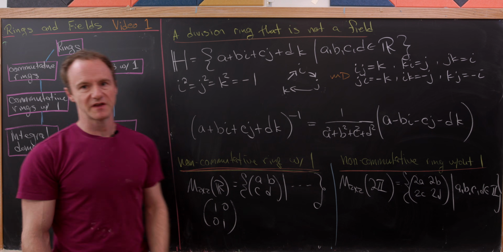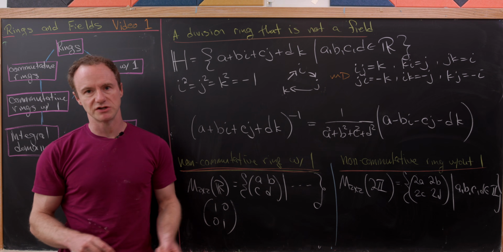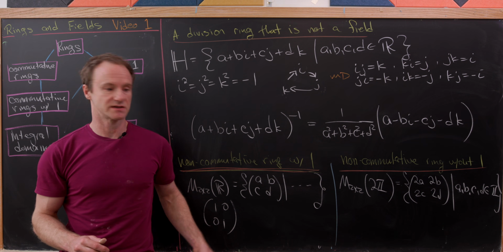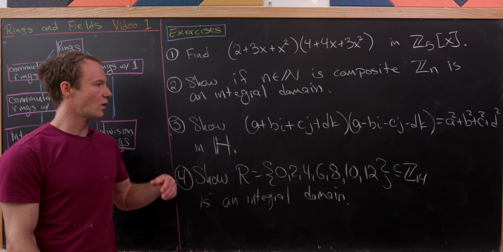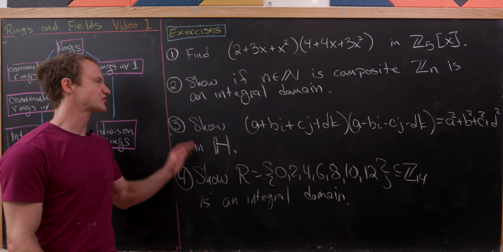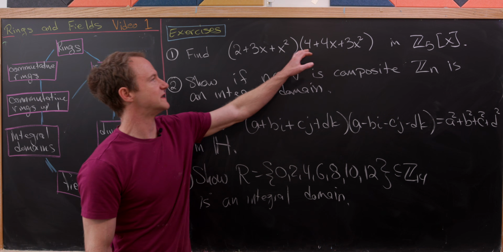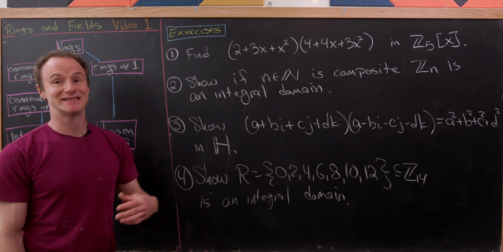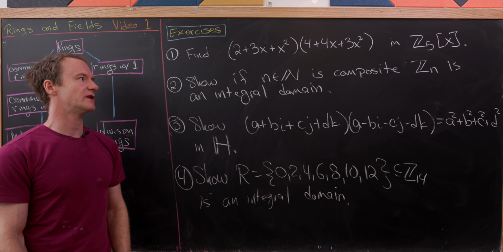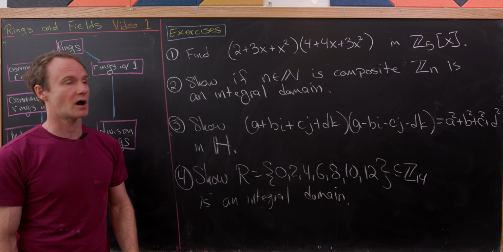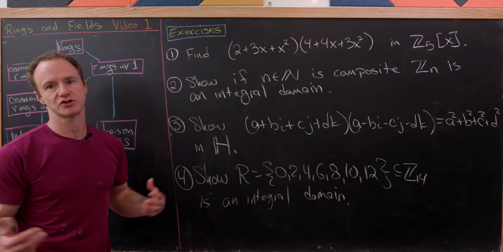All right, so good. I think that we've populated some nice examples for all of these. So now what I want to do is leave you with some exercises. Here are 4 exercises based on what we did today. The first one is really just a calculation. Actually, number 1 and number 3 are calculations. So let's find the product of these two polynomials in Z_5 adjoin X. That means that the coefficients are viewed as being in Z mod 5.